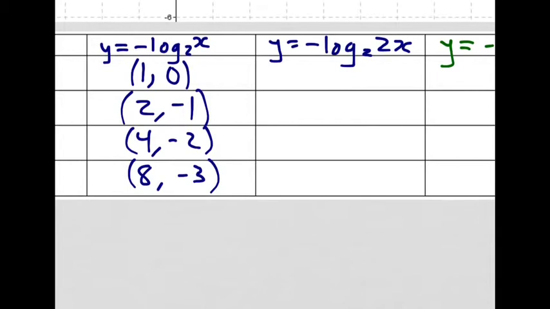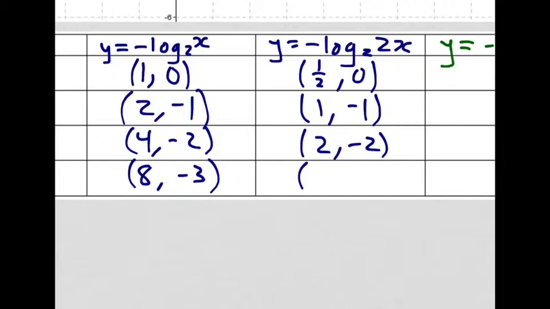Okay. The next transformation, what does this 2 do? Halves all the x values, right? So I have the points from the last transformation. So this is 1/2, 0, and then 1, negative 1, and then 2, negative 2, and 4, negative 3.